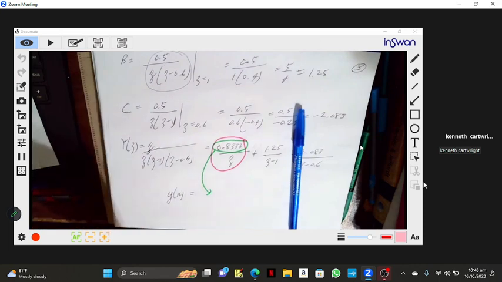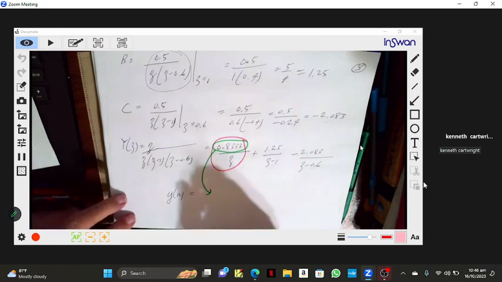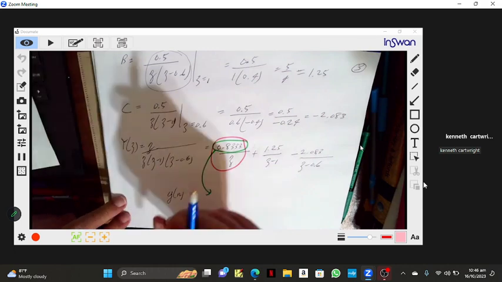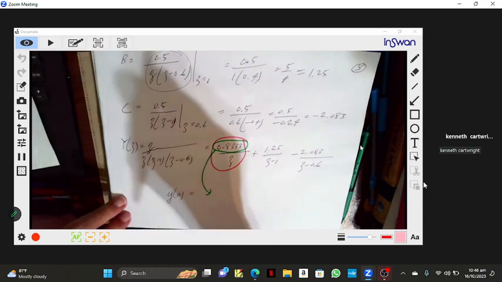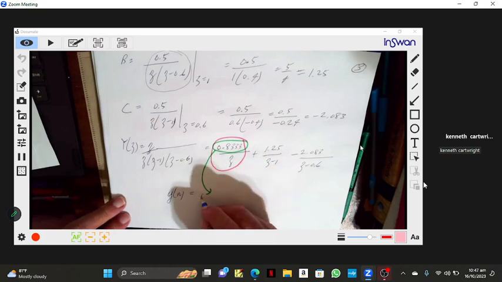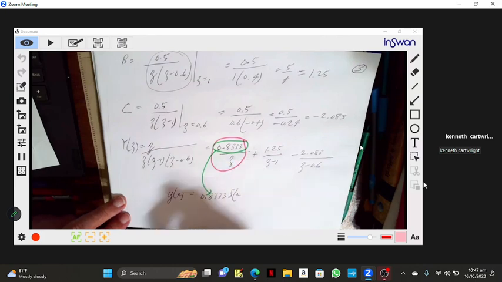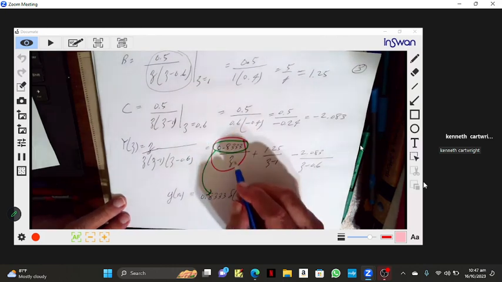What's the inverse z of 0.8333? The only thing I can think of is 0.833 delta of n. Yes. What function gives you a z of 0.833? Delta of n. 0.8333 delta of n. But what's the 1 over z?